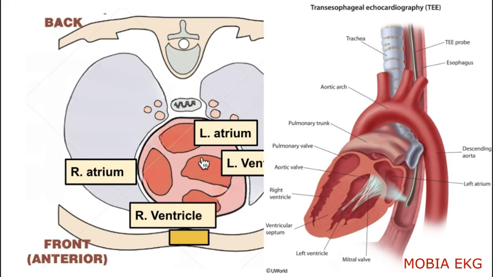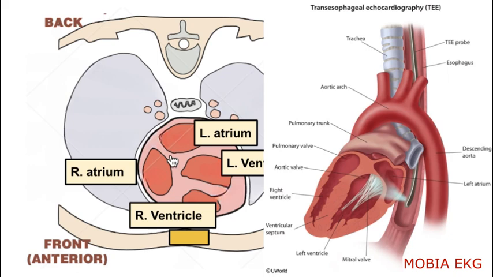Also, please look at this picture. Since the left atrium is located posteriorly and laterally to the right atrium, and these two chambers are separated by the interatrial septum, any abnormality in the interatrial septum can be evaluated by TEE, for example, ASD, atrial septal defect.